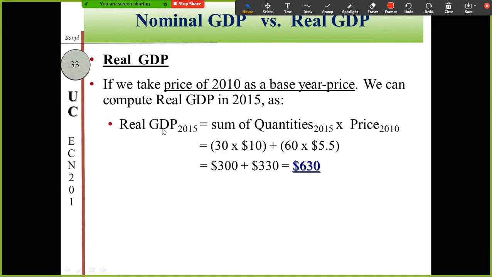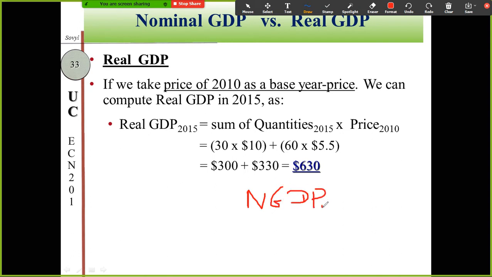Okay, we can see that real GDP 2015 equals 630, while nominal GDP, who still remembers nominal GDP 2015? 735. You see, the same year 2015, but the real GDP tends to be lower than nominal GDP. Why is real GDP lower than nominal GDP?